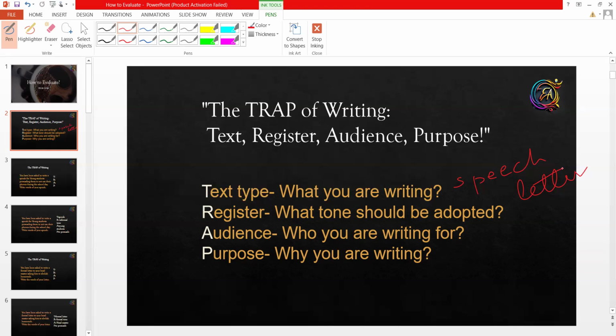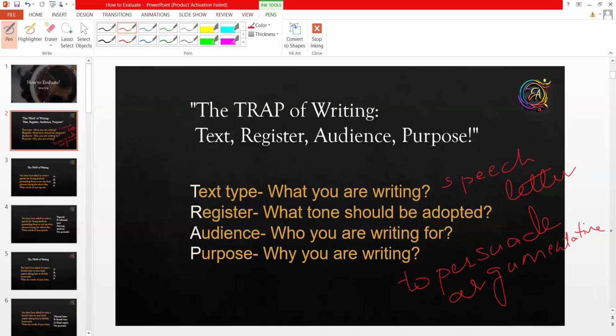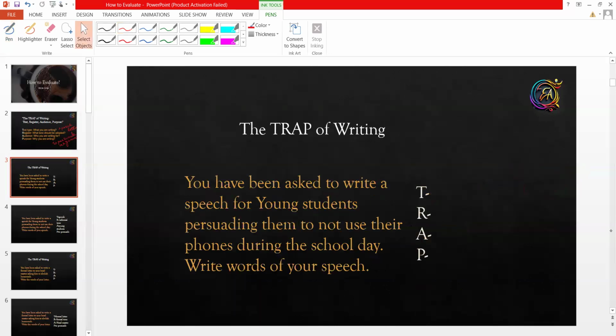Now the purpose. Why are you writing? Do you want to persuade someone? It may be persuasive writing, or an argumentative type of thing. That depends on what topic you are given. So this is the TRAP of the speech. Before even planning, you must know what you are supposed to do. Here is one of the examples.